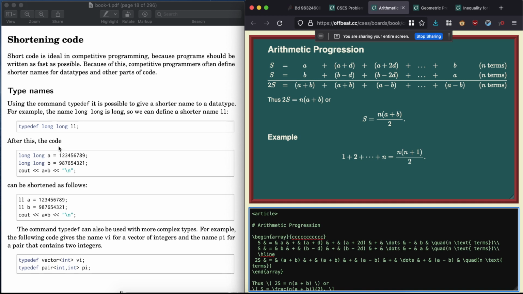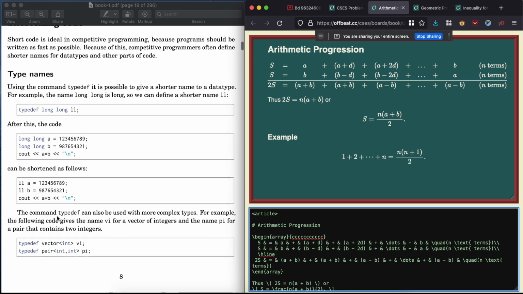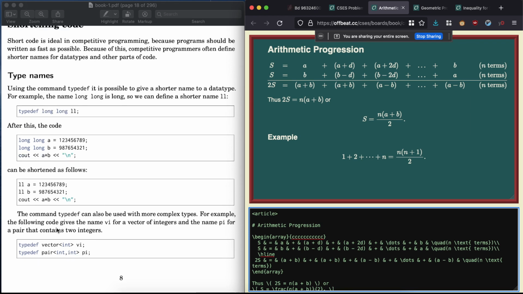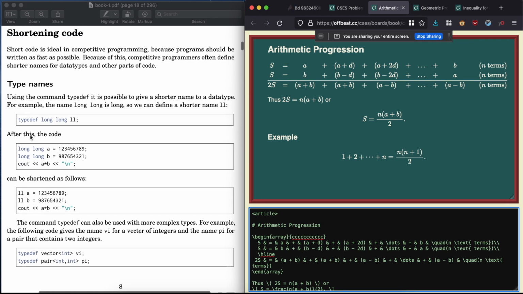In fact, in most submissions that I see in online judges, I see some part of this advice being followed, but not everything. So I think it depends on one's individual taste, how they want to write the code. But in any case, we'll complete this section. So type names. Using the command typedef, it is possible to give a shorter name to a data type.